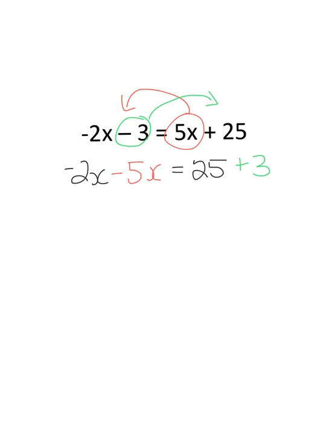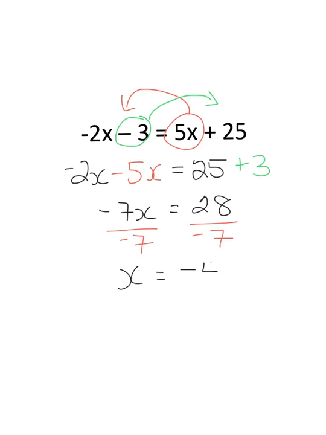Okay, let's collect our like terms. Negative 2x take away 5x gives negative 7x. And on the right, we have 25 plus 3, well, that's 28. When I divide out by negative 7, we'll do that on both sides. Watch your sign here, because I'm going to have 28 divided by negative 7, and that will give me a negative 4. Okay, good so far.